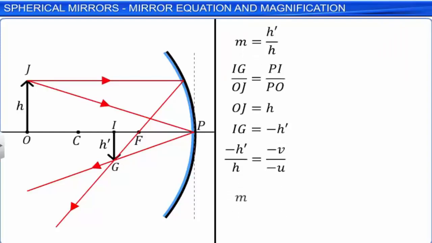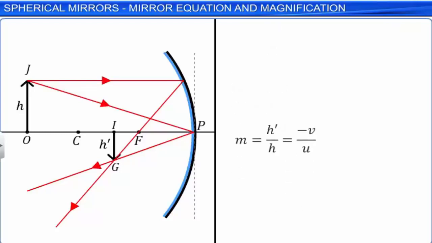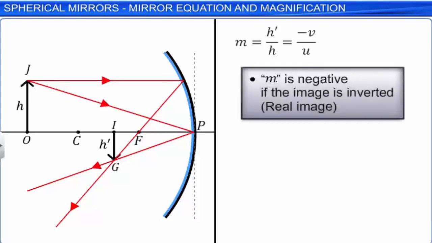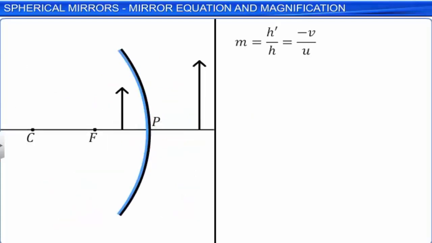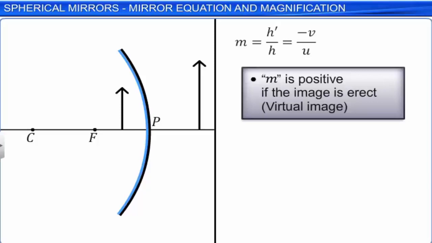Note that the linear magnification M is negative if the image is inverted. And as a consequence, M is negative in case of real images. On the other hand, if the image is erect, M is positive. Hence, M is positive for virtual images. Now let us use the mirror formula and the expression for linear magnification to solve some problems.